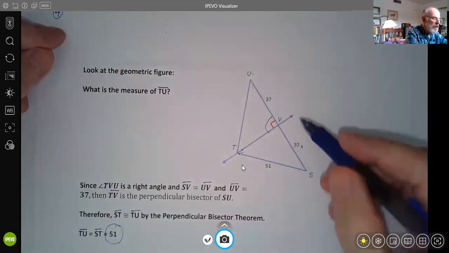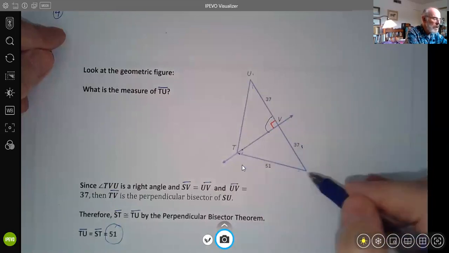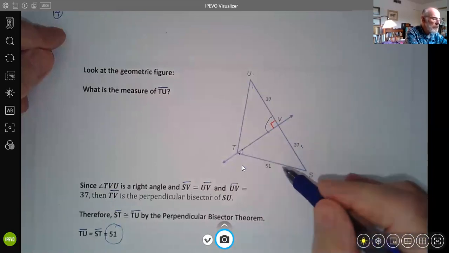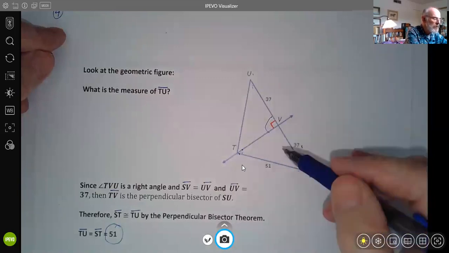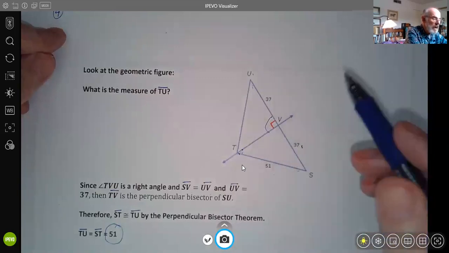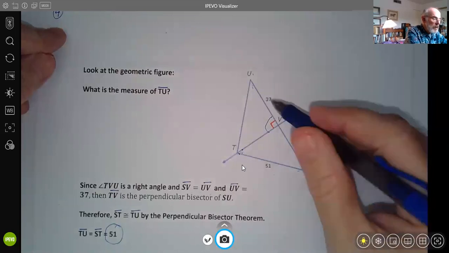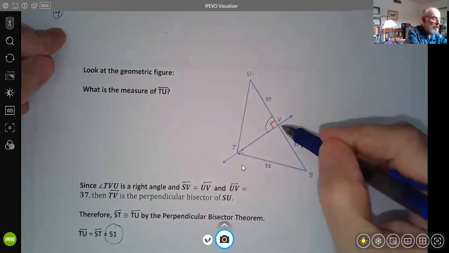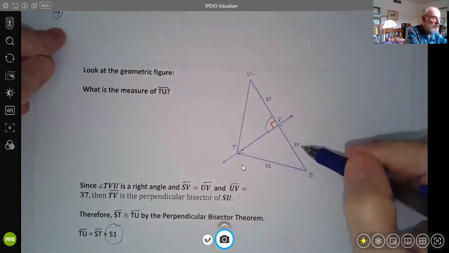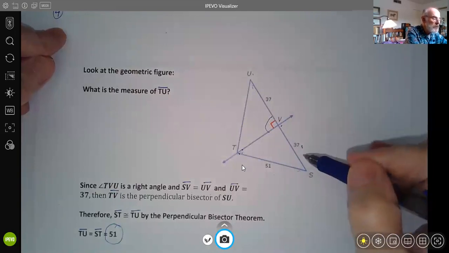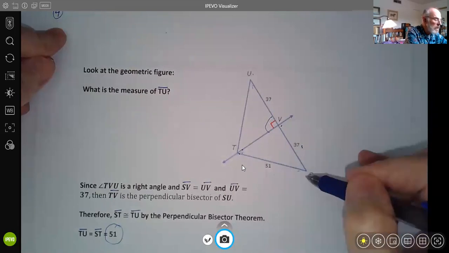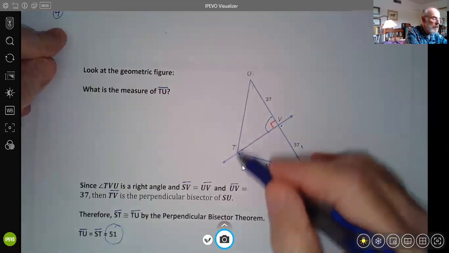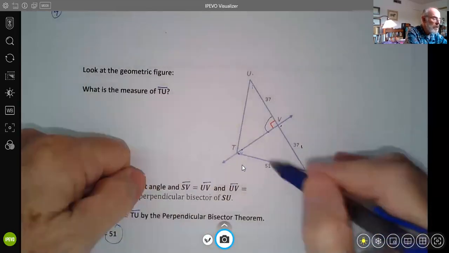So V is equidistant from U and S, T is equidistant from U and S. And so since ST is 51 units, UT has to be 51 units. Notice that even though UV and SV are both 37 units, that doesn't mean that ST and UT are both 37 units. When you draw the string out, it stretches and things get longer.